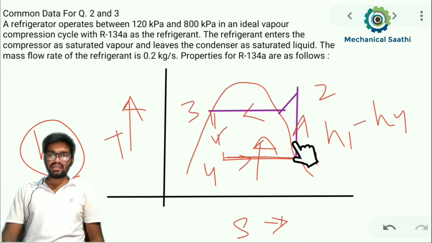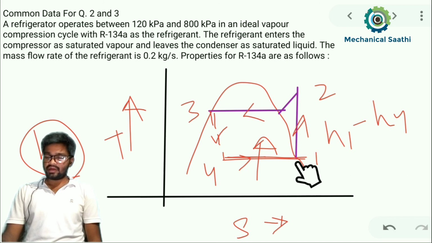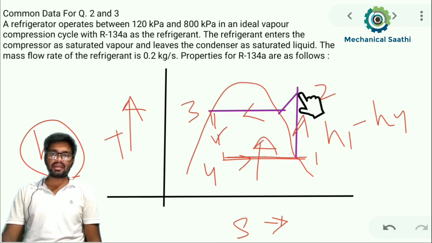For calculating the power, first we need to calculate the work which is being given to the compressor. That can be calculated by deducting h1 from h2. We know the value of h1 over here. So we calculate the value of h2, and after calculating h2, simply deducting h1 from that, whatever value we find, if we multiply with the mass flow rate, then we can calculate our power.